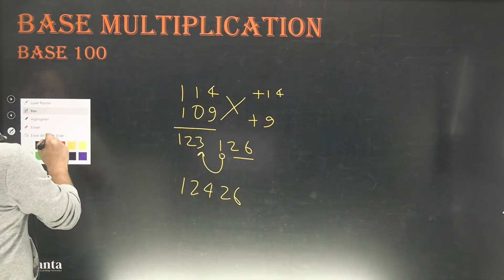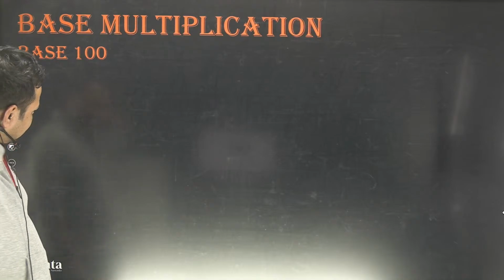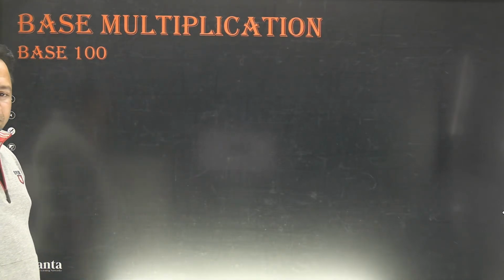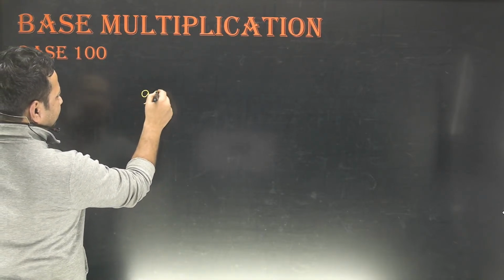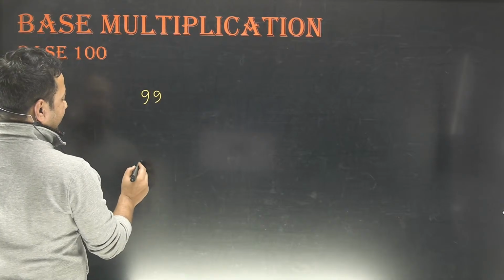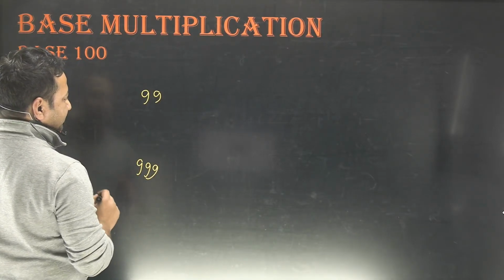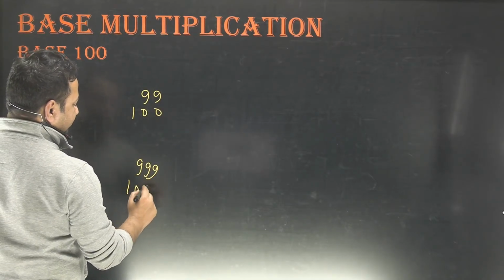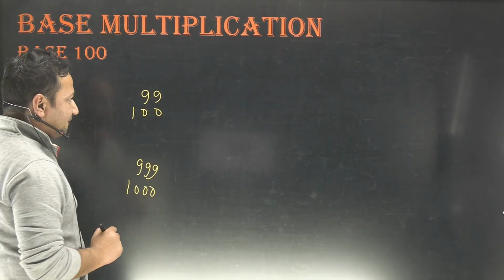Now someone is asking how do we know how many digits are there? Now look at this, everyone. Which is the largest 2-digit number? It's 99. And which is the largest 3-digit number? It's 999. Smallest 3-digit number? It's 100. Smallest 4-digit number is 1000. Okay. Now look at this.